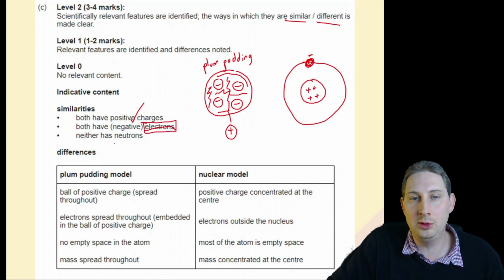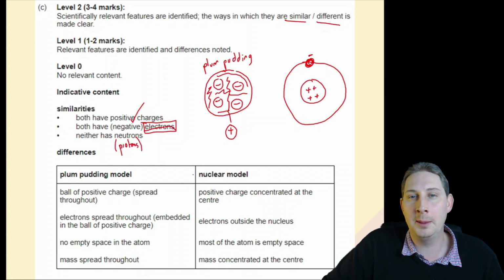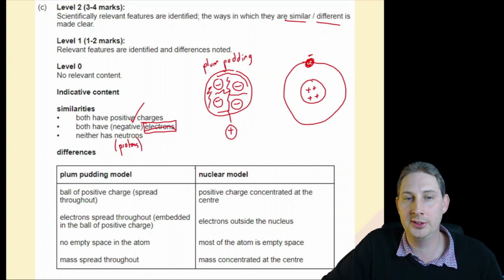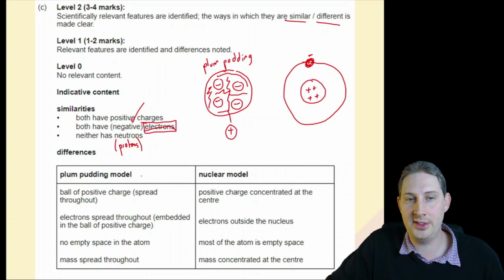Neither one has neutrons, and actually neither one has protons either. So neither the nuclear model nor the plum pudding model had the idea of protons. How are they different though? Well, for the plum pudding model, you've got a ball of positive charge which is spread out, whereas in the nuclear model, the positive charge is concentrated at the centre.